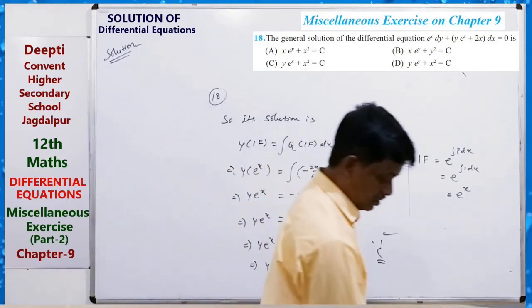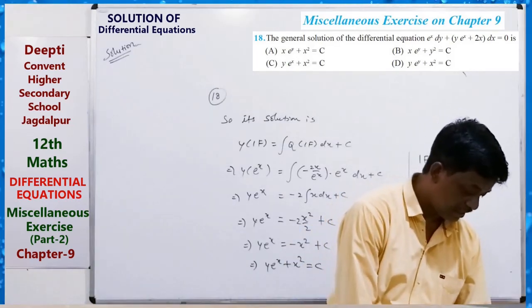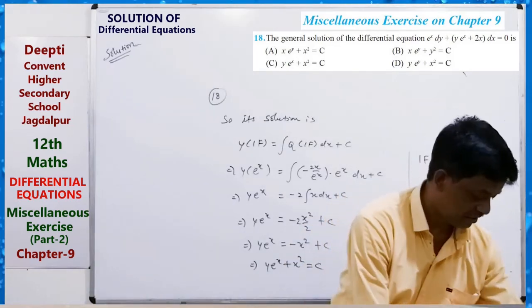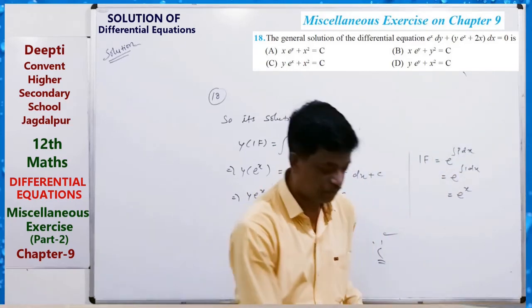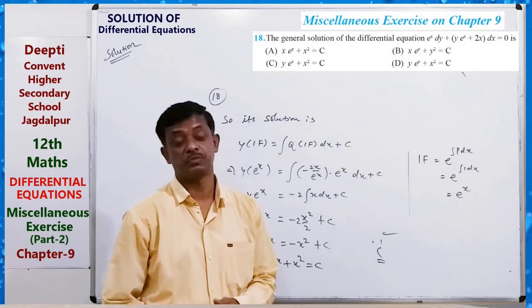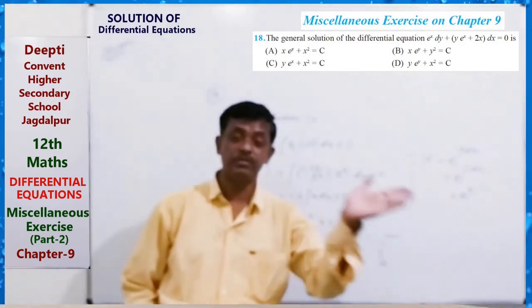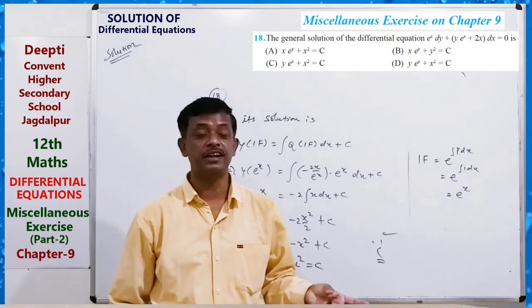Okay, so the miscellaneous exercises of chapter 9 are complete. Very important chapter. And the calculus part of 12th class mathematics, that is chapters 5 to 9 — 5, 6, 7, 8, 9 — all are completed.